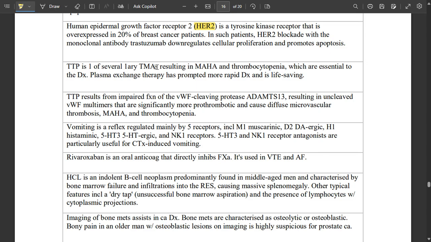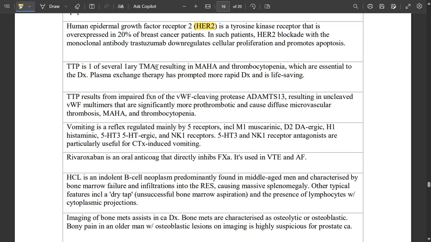So what is TTP? What is TMA? TMA means thrombotic microangiopathy. TTP is one of several primary thrombotic microangiopathies resulting in MAHA, which means microangiopathic hemolytic anemia, and thrombocytopenia, which is essential to the diagnosis. So TTP is one of the different kinds of thrombotic microangiopathy. TTP, thrombotic thrombocytopenic purpura, results in thrombocytopenia, which is in the name itself, and thrombotic means there is some thrombus formation as well.